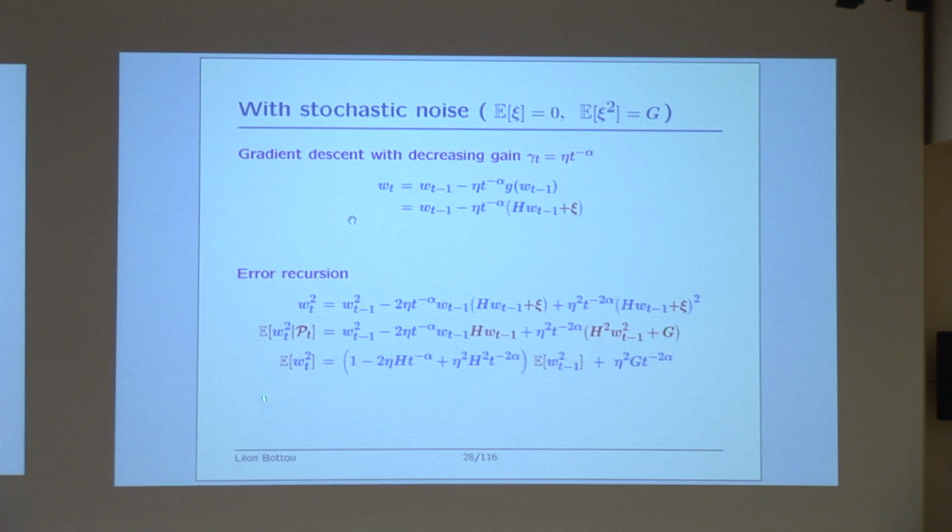And I take the expectation over all possible times. So I have wt minus 1 here and here, so they go together. I have another one here, so I get this product: expectation of w squared t minus 1, plus eta squared g t to the minus 2 alpha. Well, my gain was of the form eta t to the minus alpha. So what I have here is a recursion that tells me how the expectation of the error I'm making in the quadratic sense is decreasing or not decreasing. And all the problem now is to analyze this recursion.